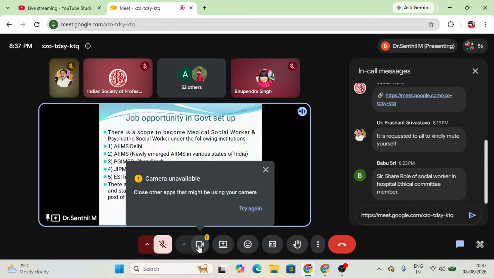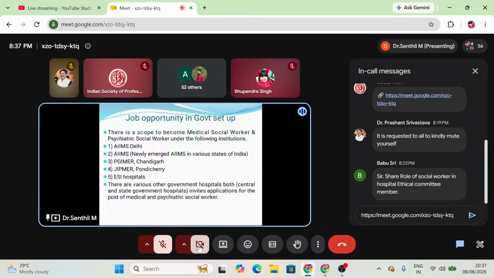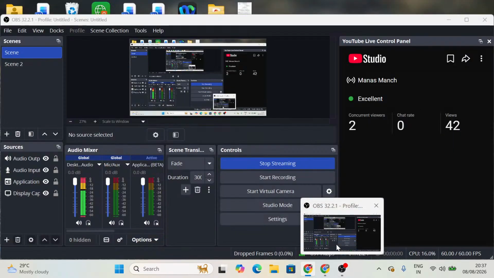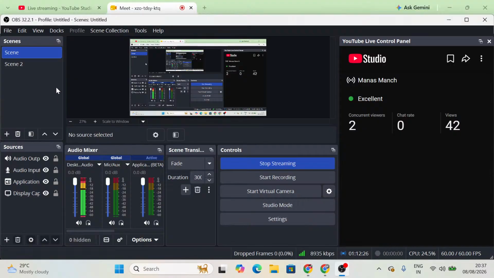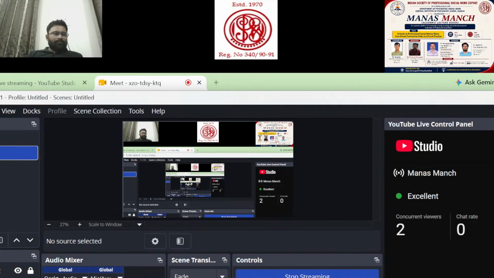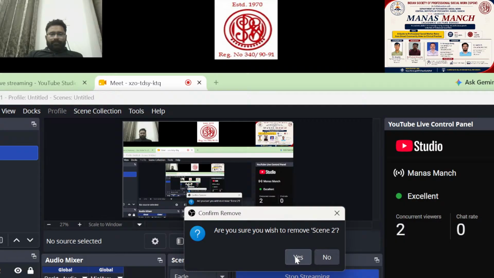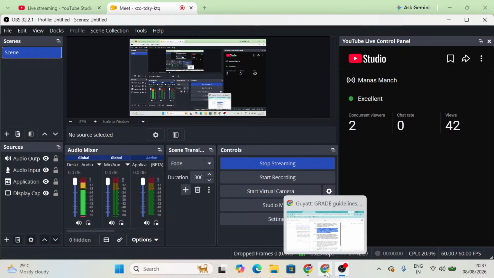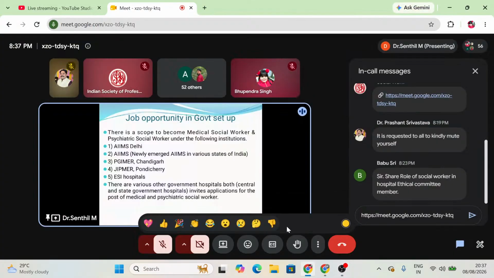Job opportunity: many people now are trying to get into AIIMS. After completing medical social work or psychiatric social work, one can get a permanent job in all these places: PGI Chandigarh, JIPMER, ESI hospitals, AIIMS, all the AIIMS. So these are some of the areas.